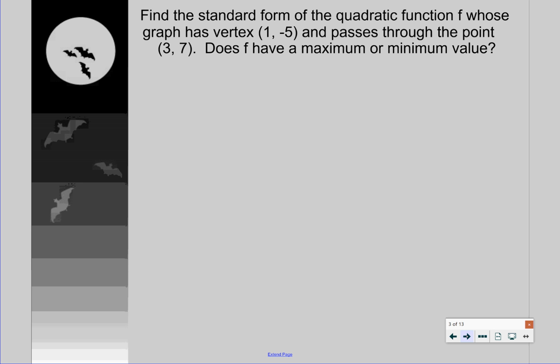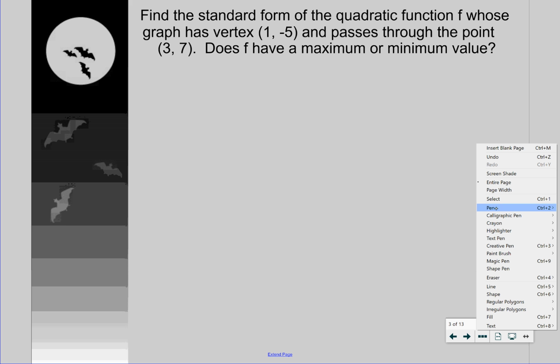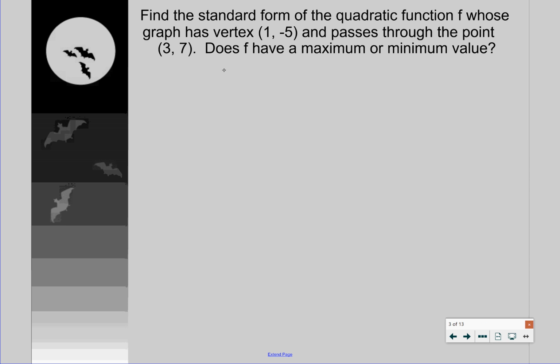So it says, find the standard form of the quadratic function f, whose graph has a vertex at (1, -5) and passes through the point (3, 7). And then after we find the equation, we're going to answer, does this function f have a minimum or a maximum? All right, so I'm going to start by just writing down my standard form. Again, here, that's f of x, our vertex form, equals a times (x minus h) squared plus k.